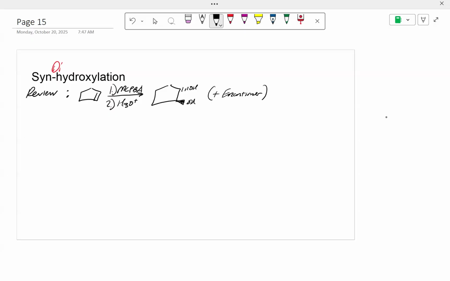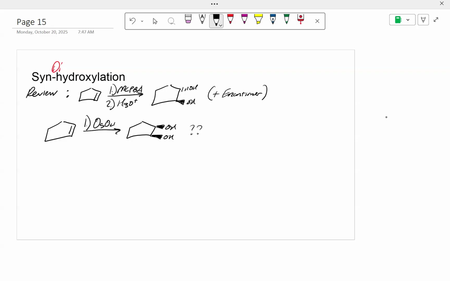Now, one of the things, hopefully, going through your mind is, well, if I can get the OH groups anti to each other, is there a way to get them to be syn? And there is a way. I know you're probably disappointed, like, no, I don't want to do this. It just looks a little bit different.